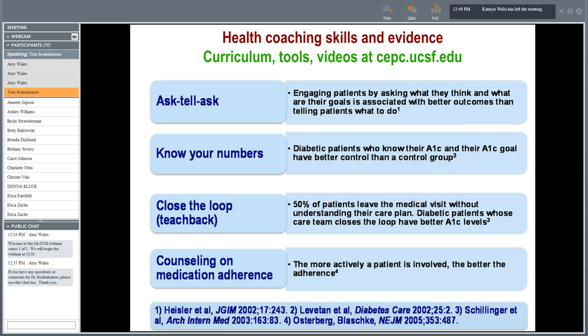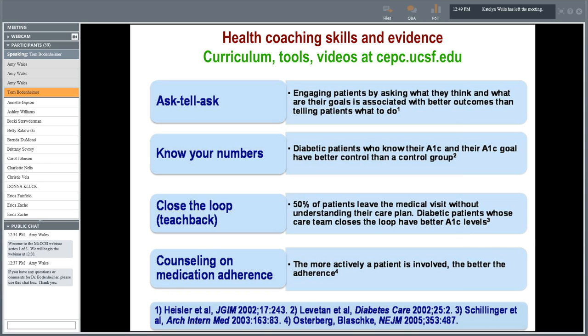So part of health coaching, and again, this is so critical for complex care management. I think a lot of people who talk about complex care management don't really talk about the health management support or health coaching that's a real critical part of it. So if you look at our website at CEPC, which is Center for Excellence in Primary Care, .ucsf.edu, there are lots and lots of health coaching materials, including some videos that show what is good health coaching and what is not such good health coaching.